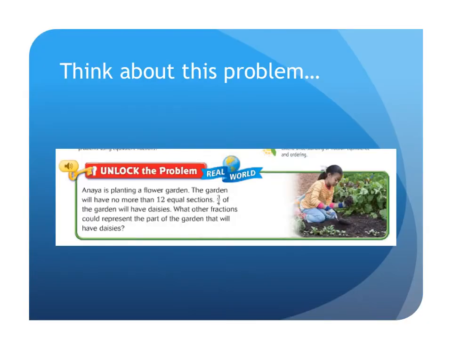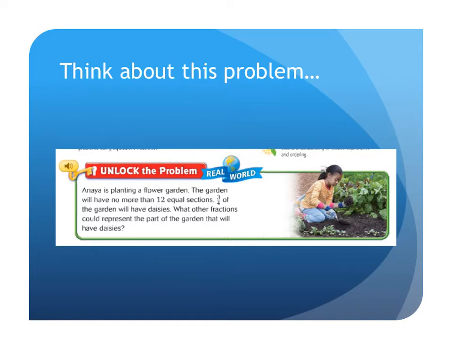I want you to think about the problem in front of you. Anaya is planting a flower garden. The garden will have no more than 12 equal sections. 3/4 of the garden will have daisies. What other fractions could represent the part of the garden that will have daisies?